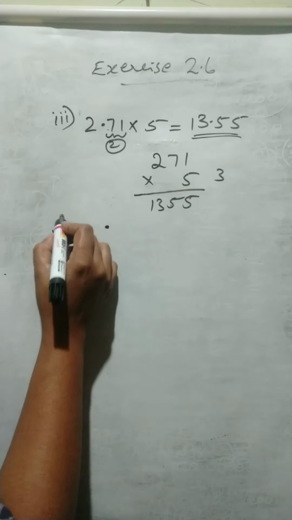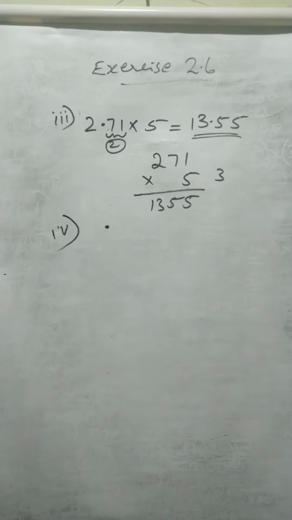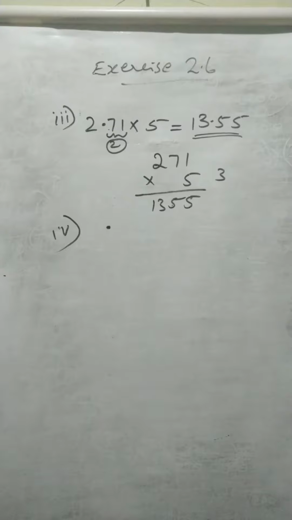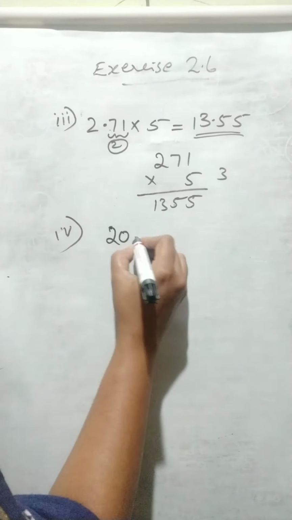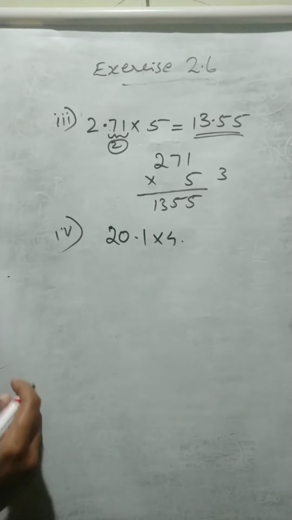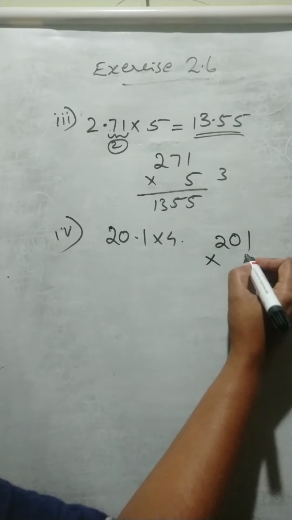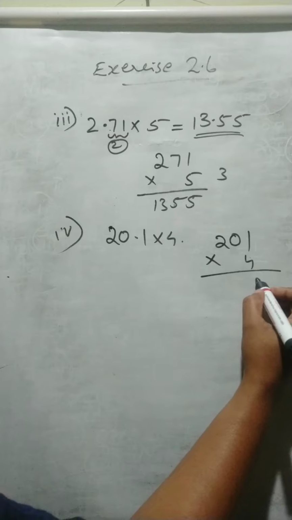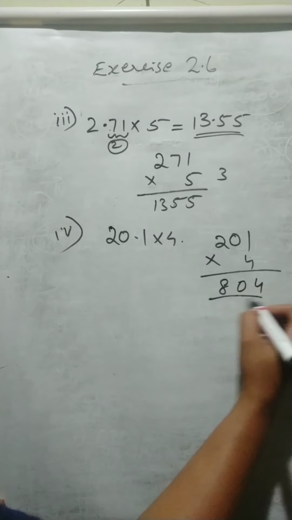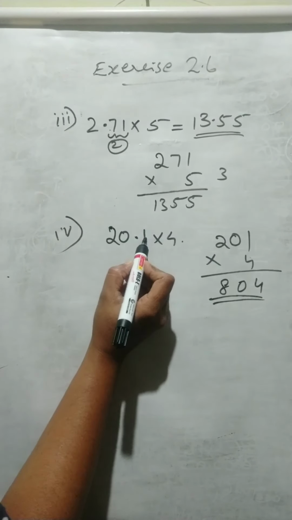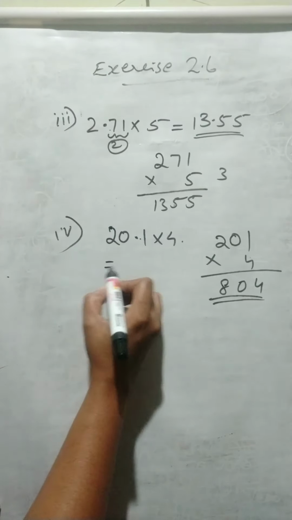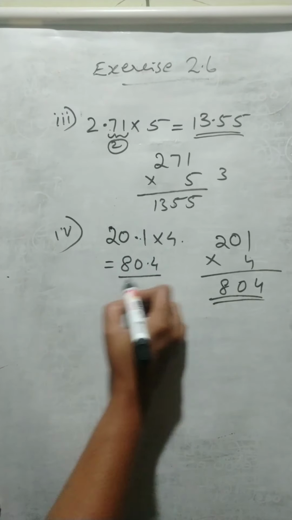Then the fourth question is 20.1 multiplied by 4. So how can we multiply? First we multiply 201 and 4. The answer is 804. Here one digit is there after the decimal point. So we can write this as 80.4. That is the answer.